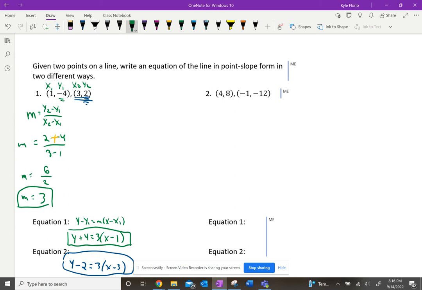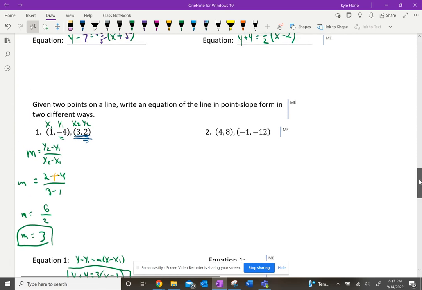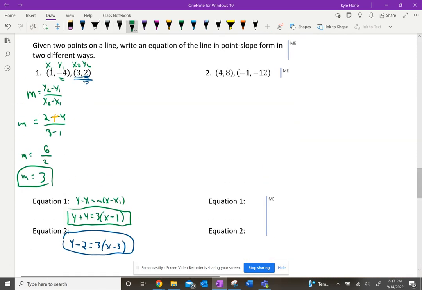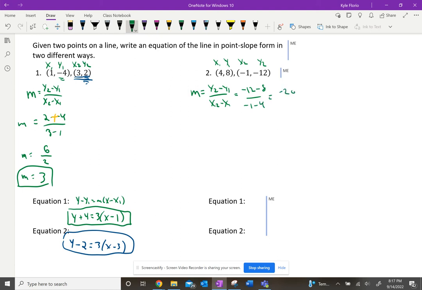So now we have another one right here. And you can pause the video and try this one yourselves. But I'm going to keep going, and then you can see how you did. But the first thing, find the slope again. So slope, rise over run. Rise is the difference in my y's. The run is the difference in my horizontal direction. So negative 12 minus 8 over negative 1 minus 4. It's going to be negative 20 over negative 5. Ooh, that comes out to a positive, a double negative. 20 divided by 5 is 4. So we got our slope.